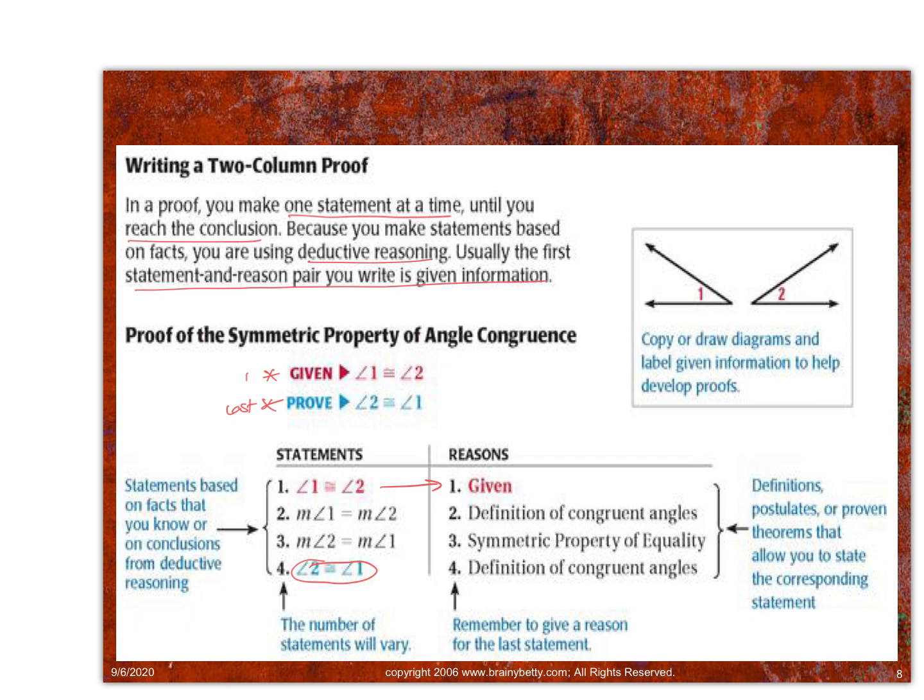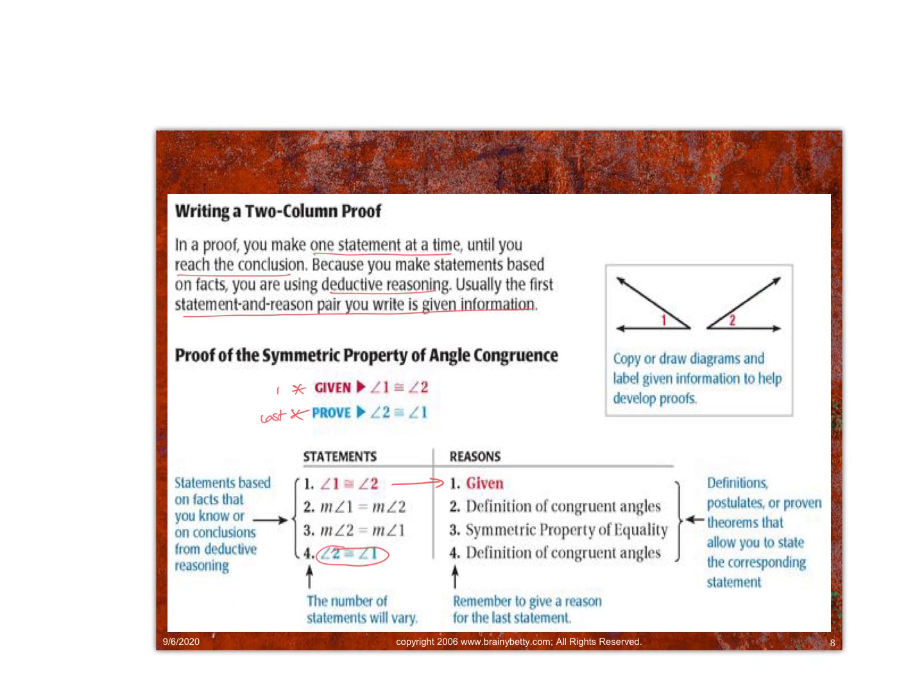And then again, the number of steps or statements will vary. Some things will take 12 steps, some things will take 3, okay? And here, you always want to give a last reason for the last statement. And lastly, these are the things that you can use: definitions, postulates, proven theorems that allow you to state the corresponding statement. The definition of congruent angles is what allows you to say that measure of angle 1 is equal to measure of angle 2, okay? Diagrams matter. So again, you always look at what's given, and you look at a diagram if it's given to you.